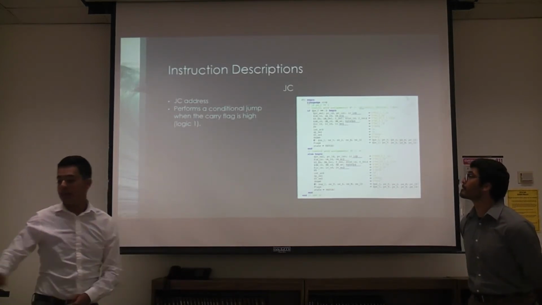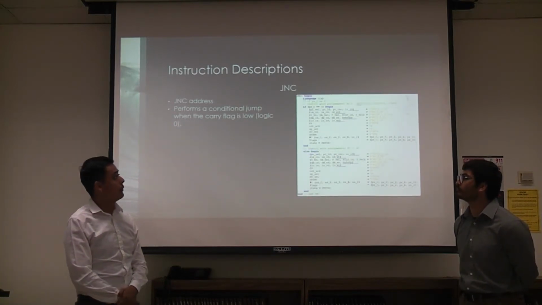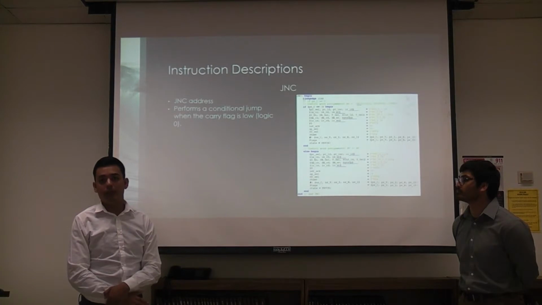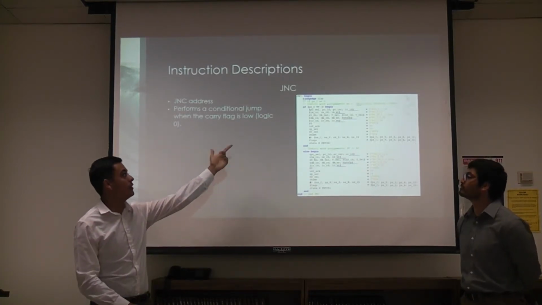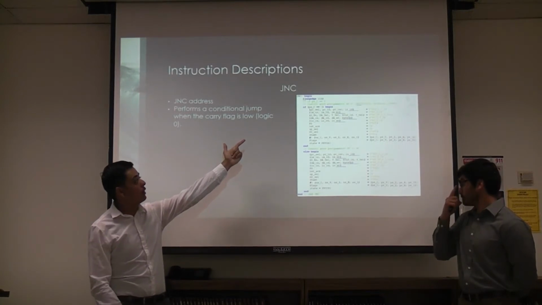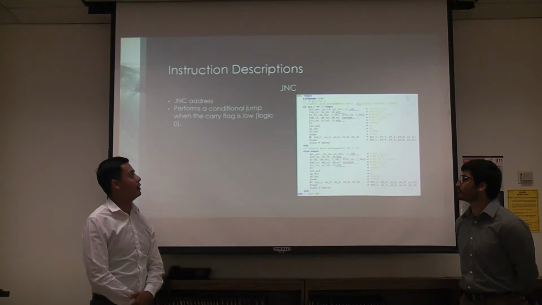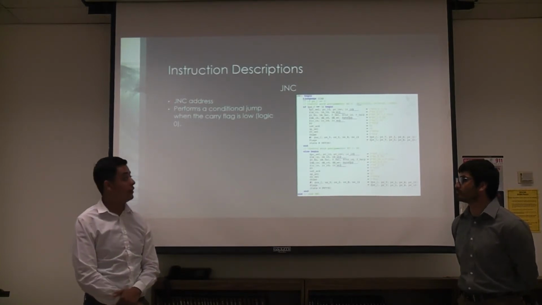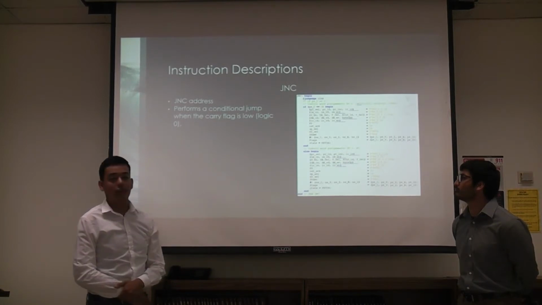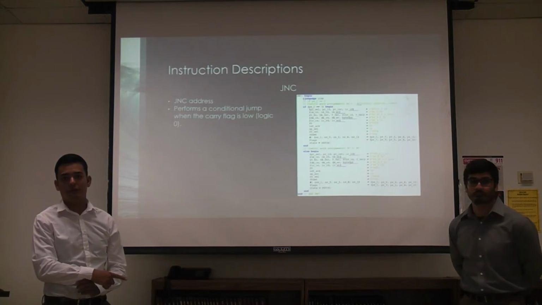Similarly, we have a jump not carry, so this will jump if the carry bit is not set. It's very similar to what we had previously. If our present state carry flag is cleared, then it will jump. If it's not, then it will just go back to the fetch. Any questions?